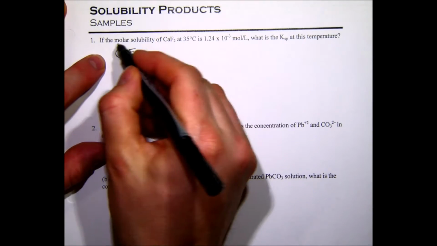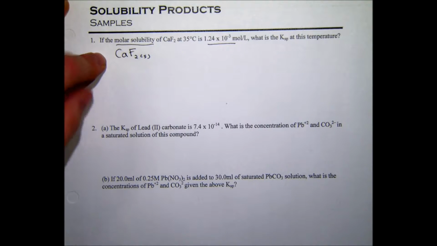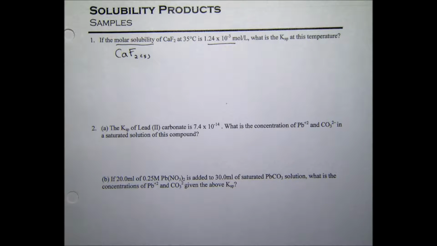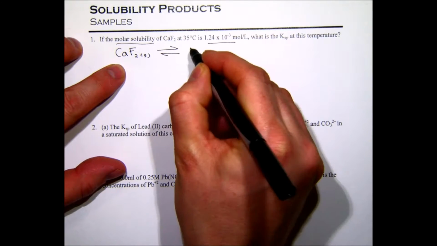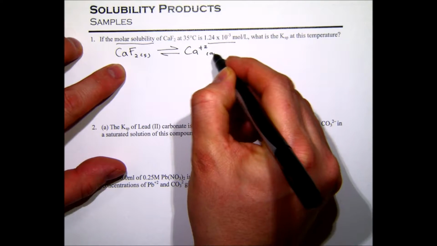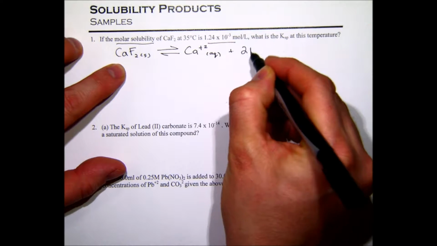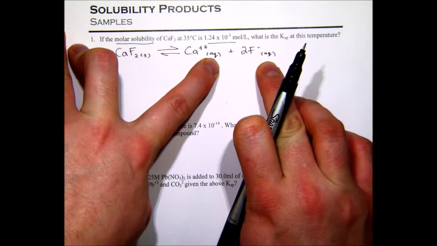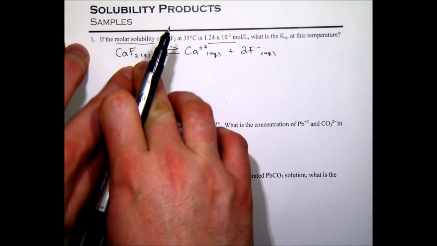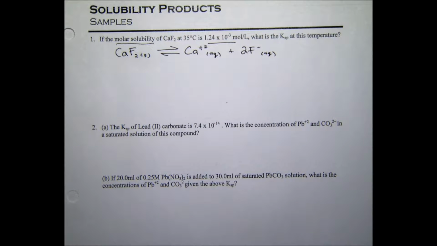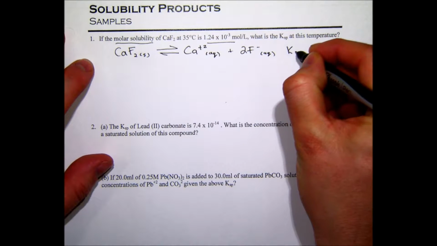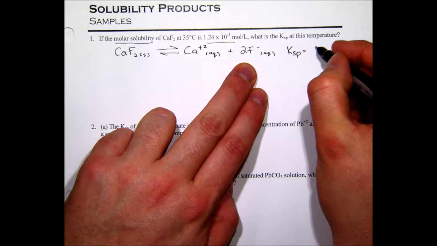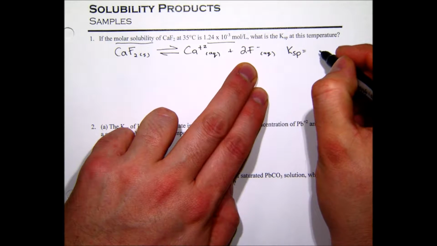And because it's asking me for molar solubility, it's giving me a very, very small amount, 1.24 millimoles per liter. So we're going to write this out as an equilibrium, where the product side has aqueous ions, which would be the dissolving or dissociation, and the reactant side has solids. So what I want to do is determine the KSP value for this. So KSP, which is just a Kc, is equal to the reactants and products ratio.